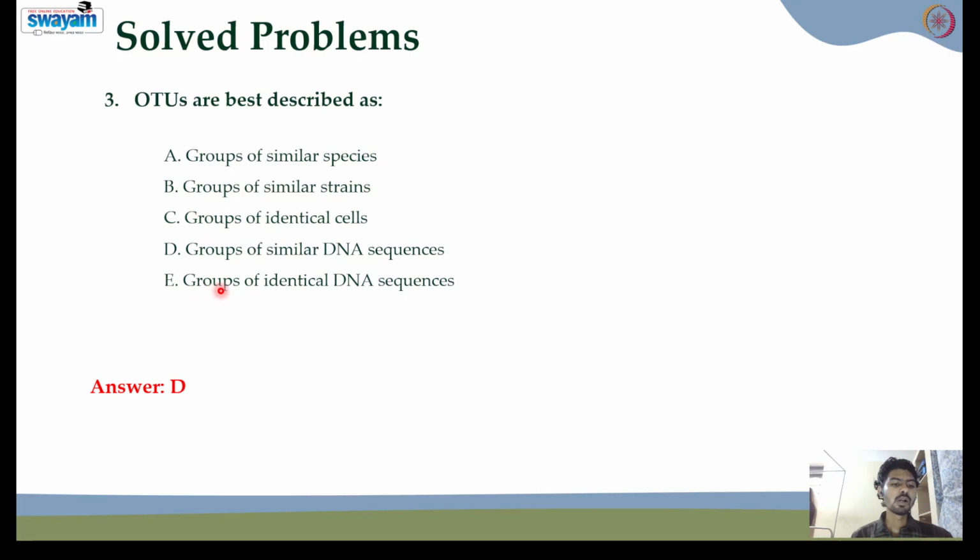And if you see option E, when do we call a sequence identical? If both sequences exactly match one another. So then that would be the same sequence, right? Not similar sequences. Then it doesn't group into multiple OTUs. That's why option D, group of similar DNA sequence, best describes the OTU, which is Operational Taxonomic Unit. I hope now you understand the difference and the concept of OTU.